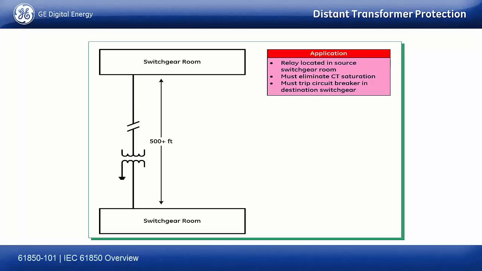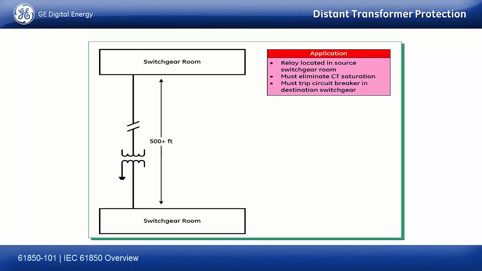This is a common industrial application where we have a transformer between two switchgear rooms at different voltage levels. When you do transformer protection, the relay is located in one switchgear section. CTs for the other side are 500 or 1,000 feet away. And now we're concerned about how to send trip commands to both ends, and also CT saturation, right?